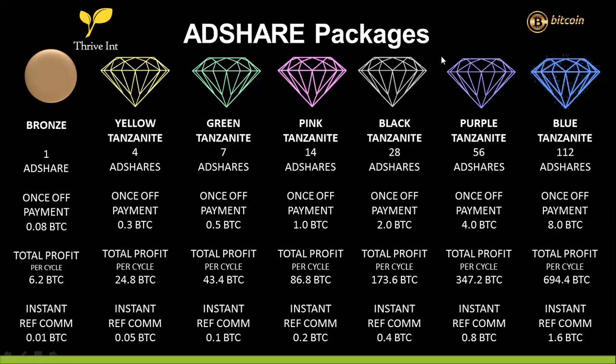Now, this is the first business that I've seen where you can, from day one, plan and set yourself goals and go and achieve those goals and change your cash flow situation. And that's what we've got with the instant referral commission. Now, if you just look at a blue Tanzanite, when you sign somebody up with a blue Tanzanite, it gives you 1.6 Bitcoin as an instant referral commission. And that's a lot of money already. That's about 5,000 US dollars. And that will change any person's financial situation.